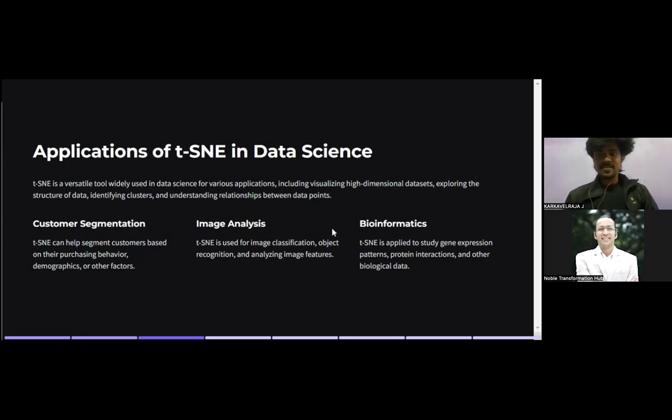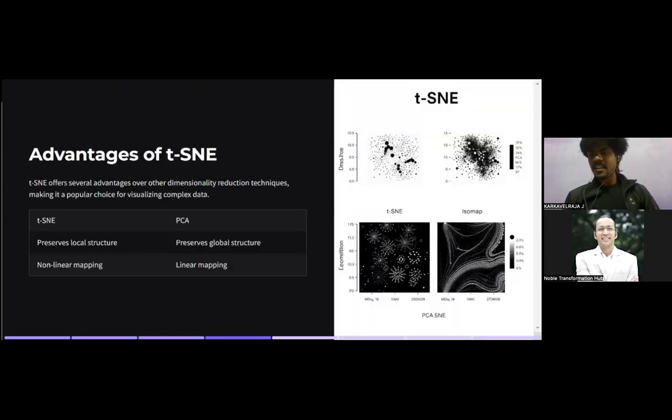Yes, moving on, let's see the advantages of using tSNE. tSNE offers several advantages over other dimensionality reduction techniques, making it a popular choice for visualizing complex patterns. We already know it represents data from high dimension to low dimension, which is also done by the models we have seen, PCA and LDA. Why are we using this specifically? It has lots of advantages. Let's see what they are.